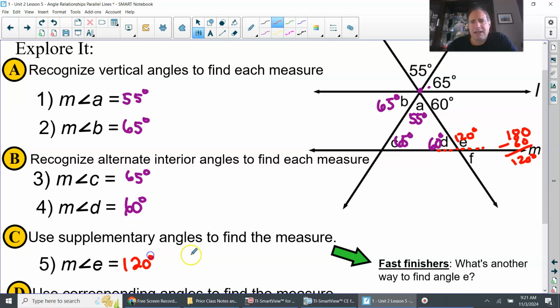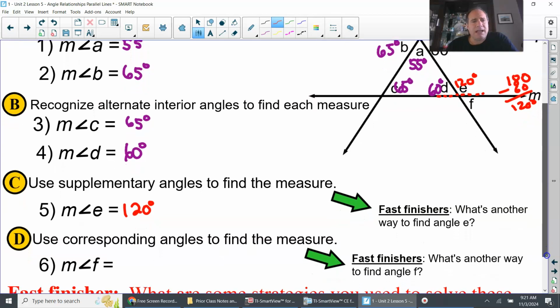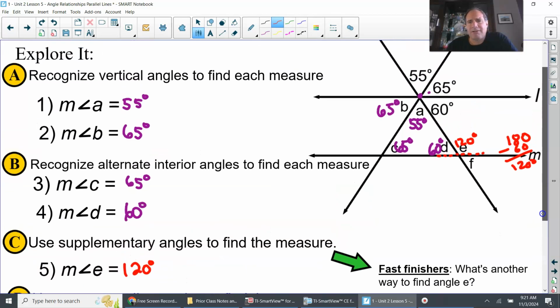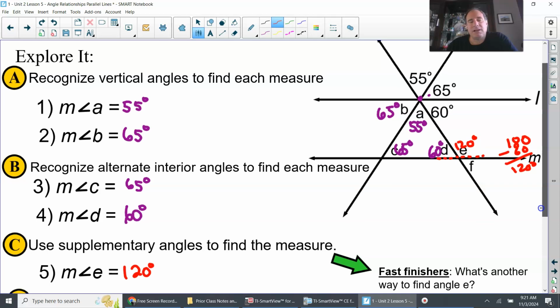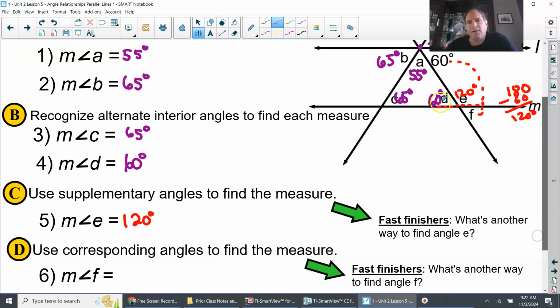Use corresponding angles to find the measure of angle F. Well, first off, you could use corresponding angles. So 60 and F, they're in the same location, so it's 60 degrees. But you could also find the measure by saying that D and F are vertical. So it's 60 degrees, just like that.